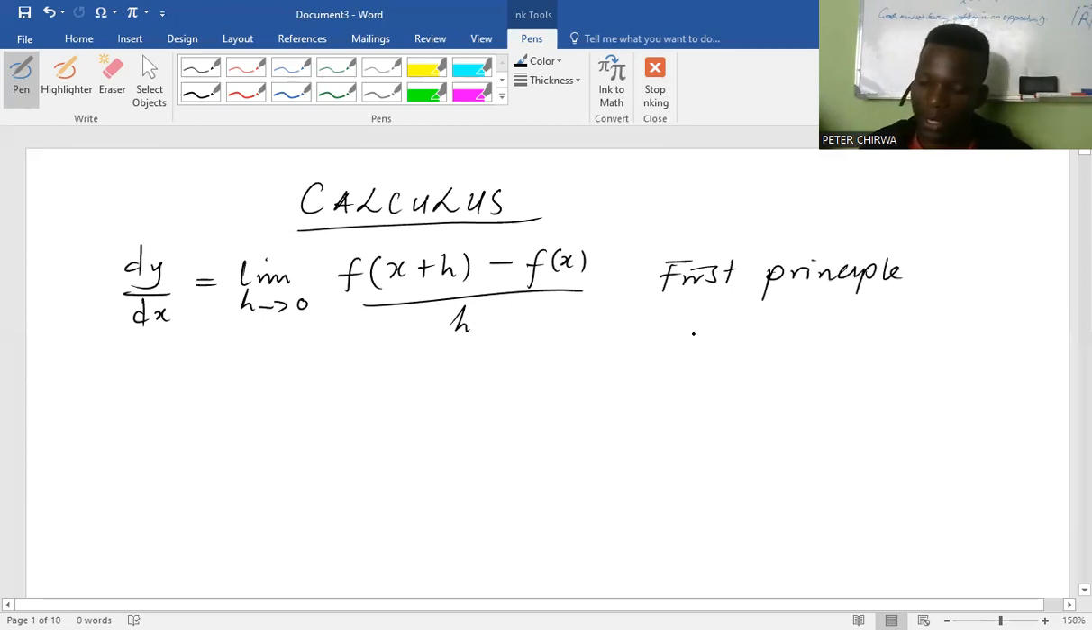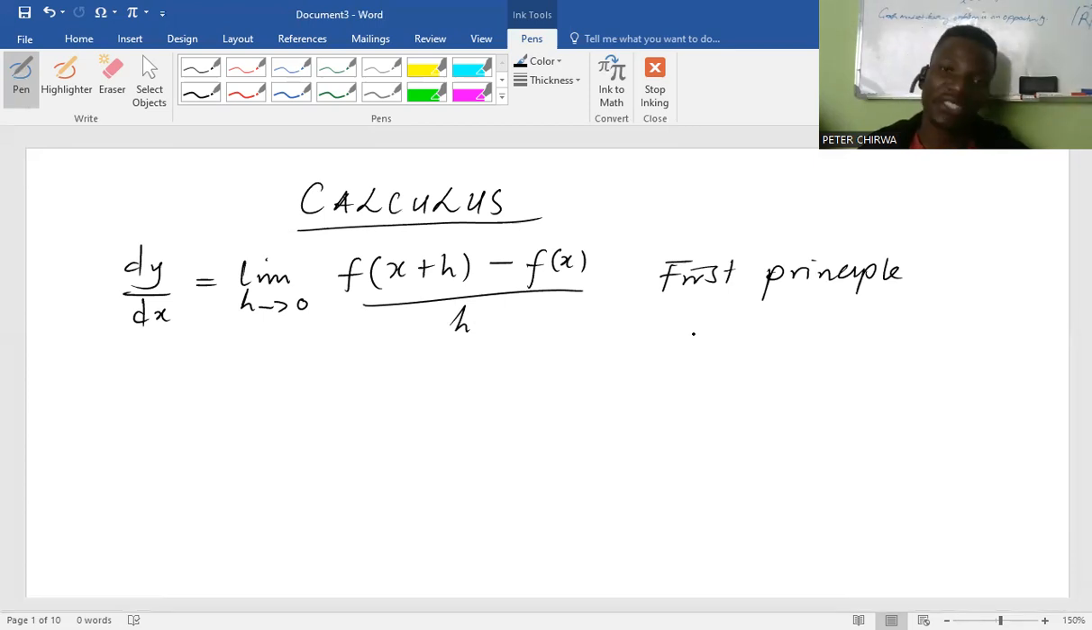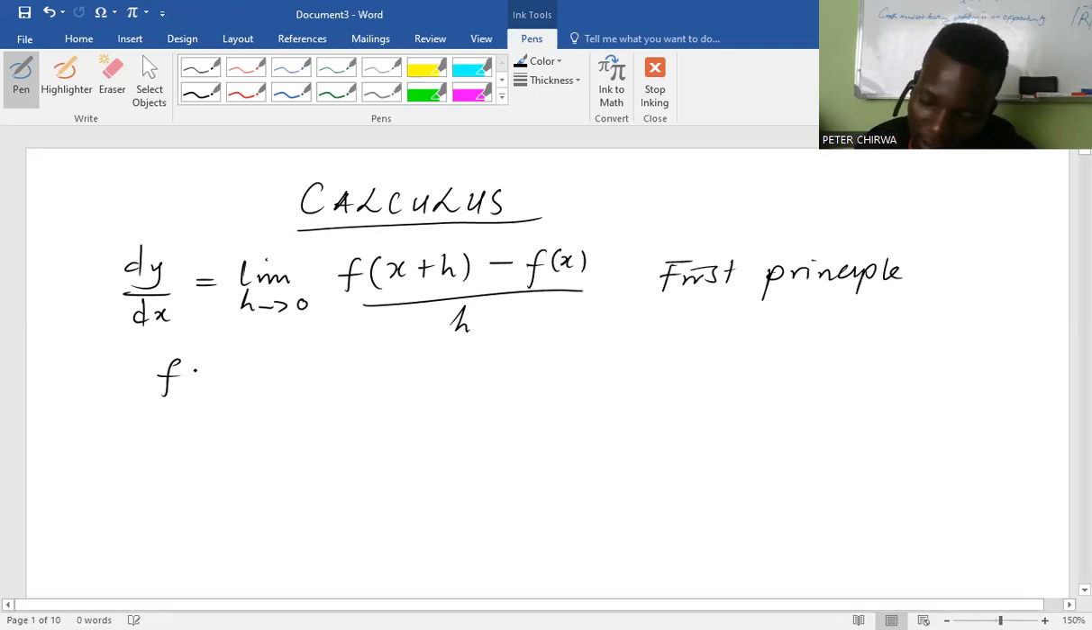Now, how do we apply this principle? We are going to solve a number of questions, and then you are going to be able to understand how we apply this one. First of all, let's say we have a function f of x being equal to x squared. How do we apply this?